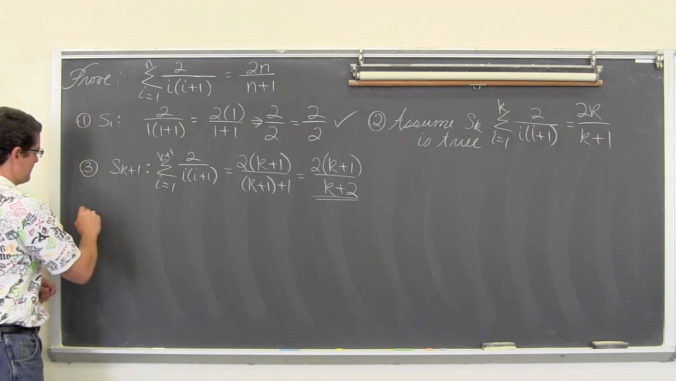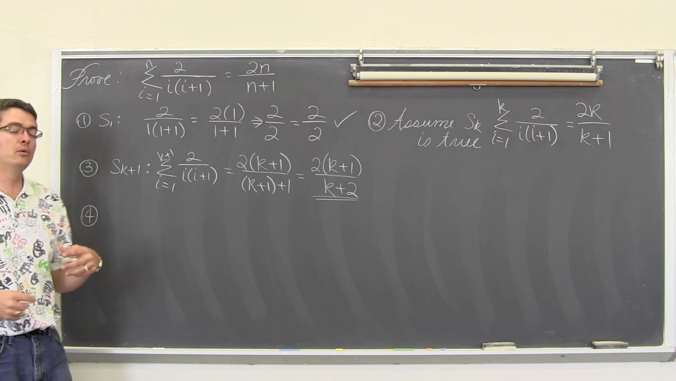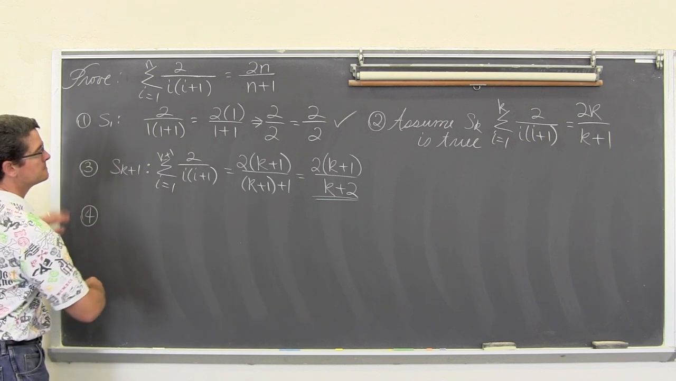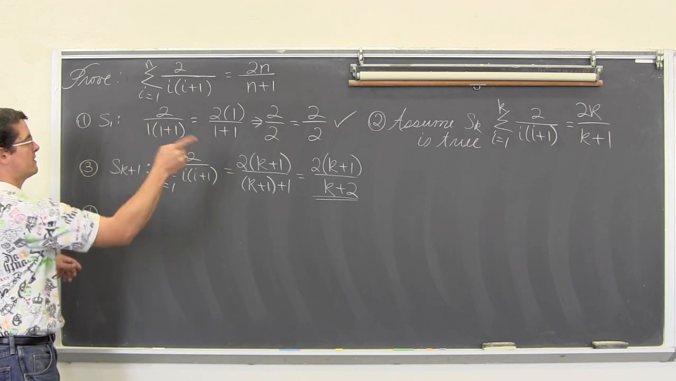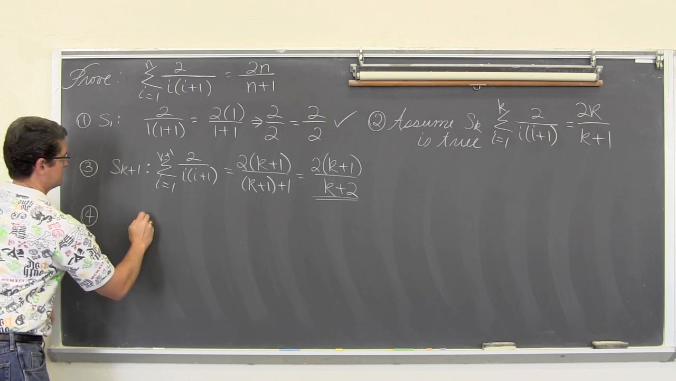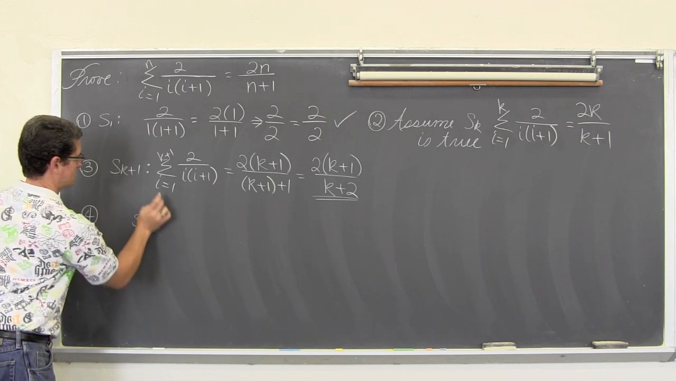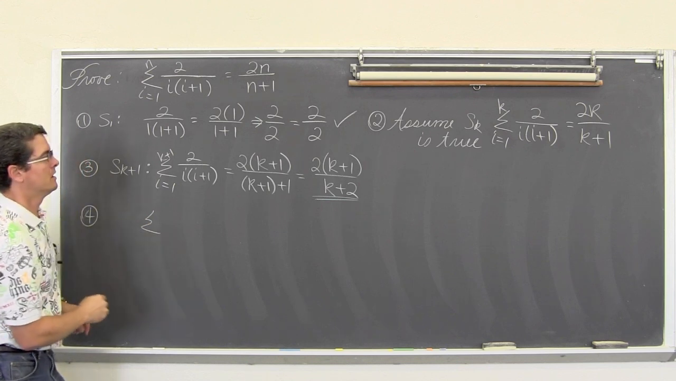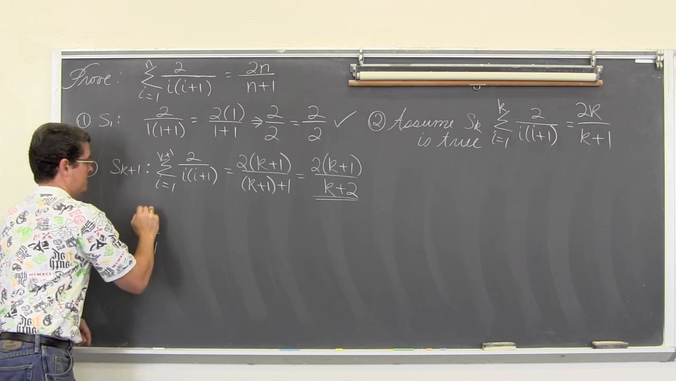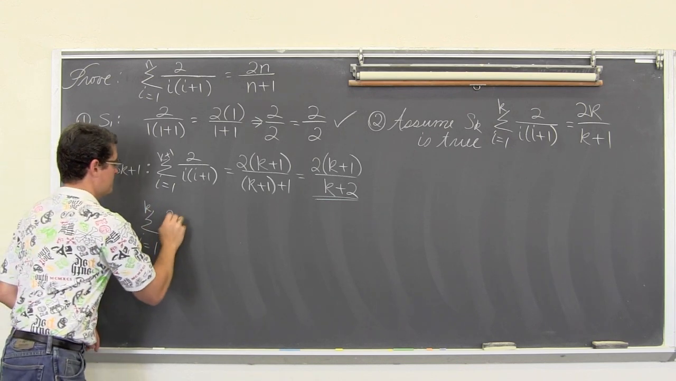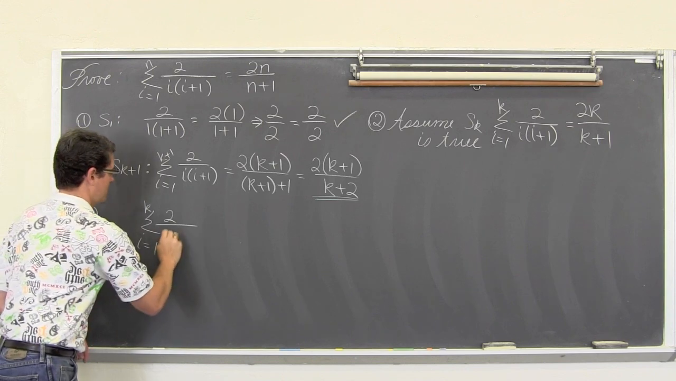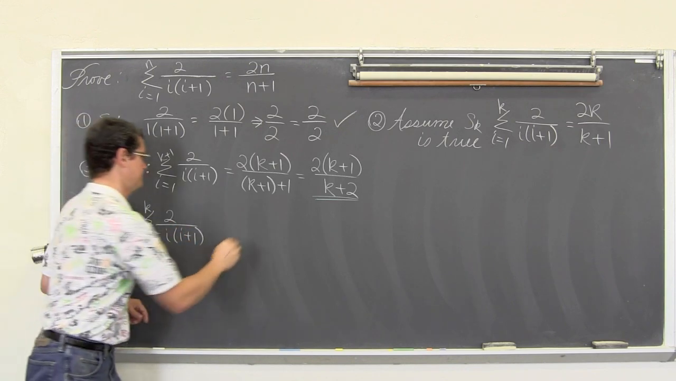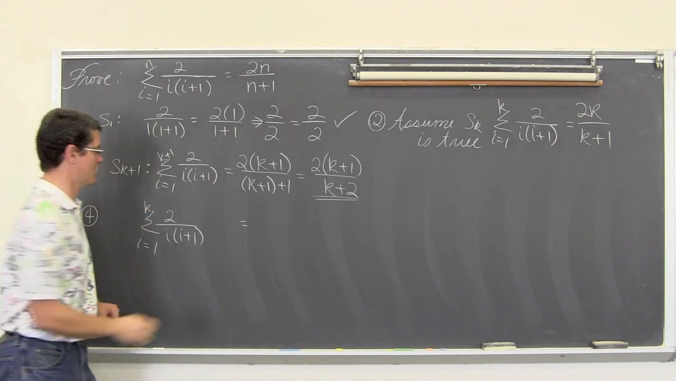So, step 4, we're going to rewrite the S of k statement. So, right there. Summation as i equals 1 and goes to k of 2 over i times i plus 1. I'm going to leave some space so I can add that k plus 1 term to both sides.